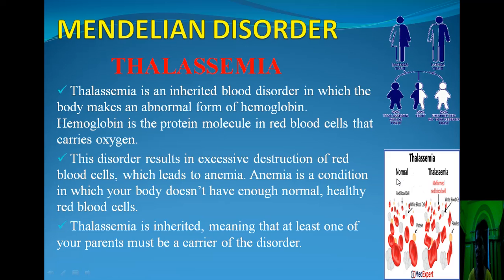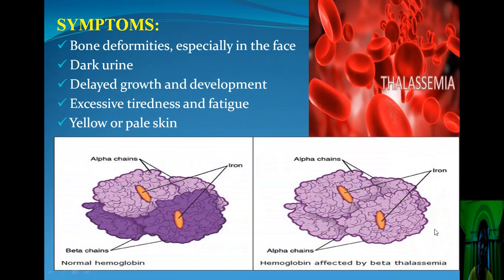Next, come to the diagrammatic view of thalassemia. In the normal case, the RBC are normal. But in case of thalassemia, the RBC will become abnormal. Next, come to the symptoms of thalassemia. Generally, they have bone deformities, especially in the face region. They produce dark urine. They have delayed growth and development.